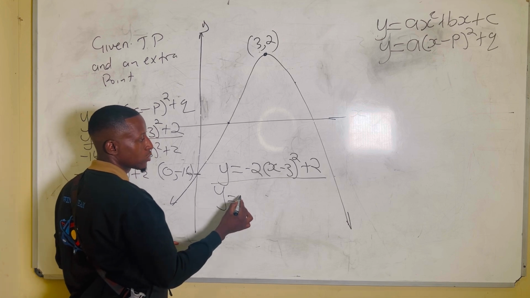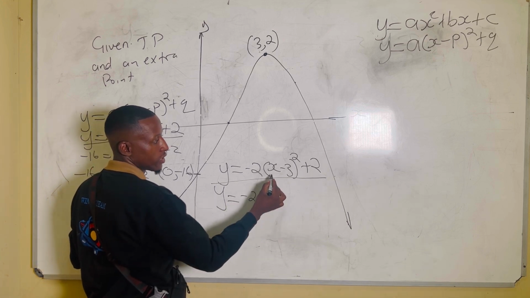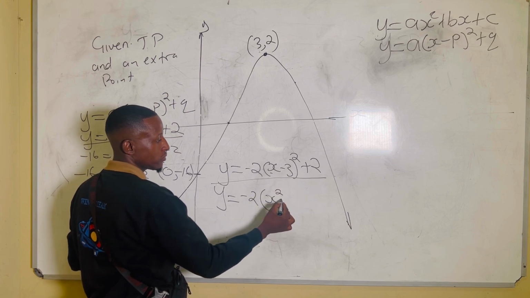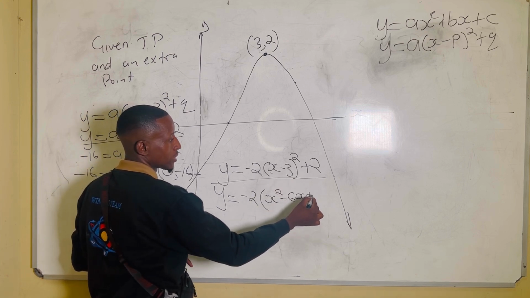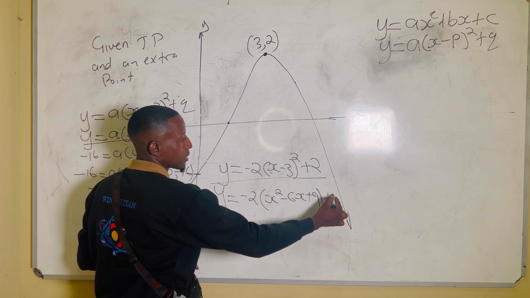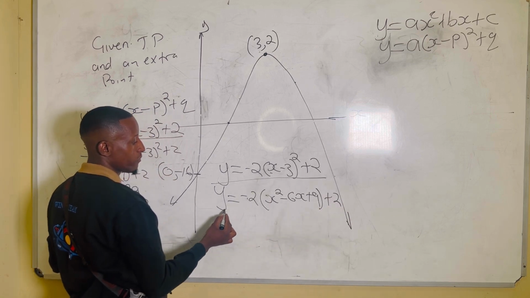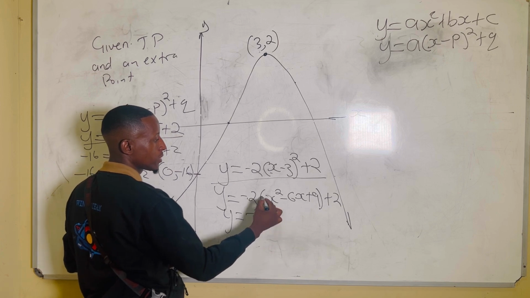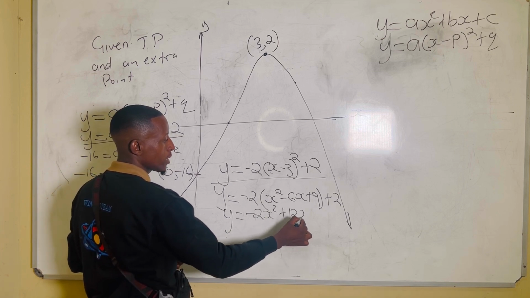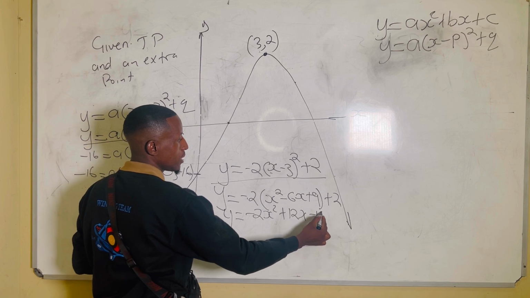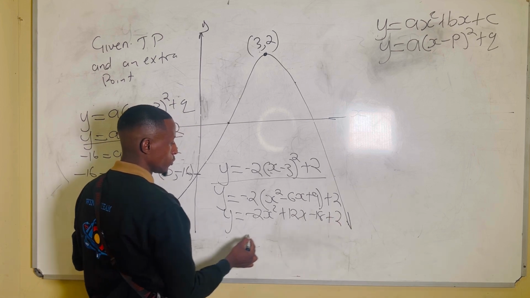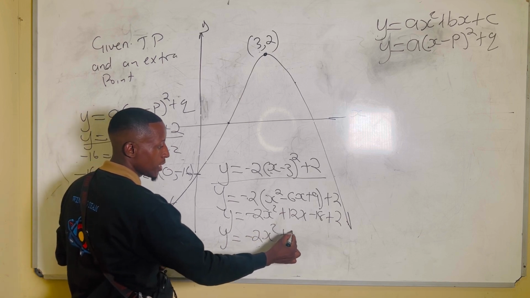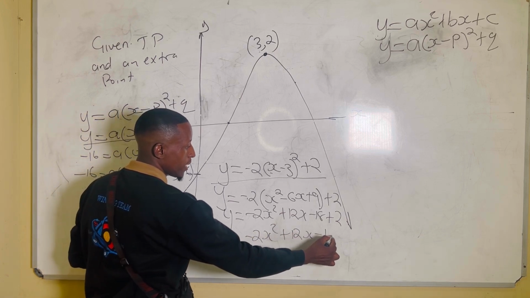If you expand this one, this one is repeating itself twice. It's going to be x² - 6x + 9 + 2. This negative 2 will affect what is inside. It's going to be -2x² + 12x, this one -18 + 2. Then y is going to be equal to -2x² + 12x - 16.